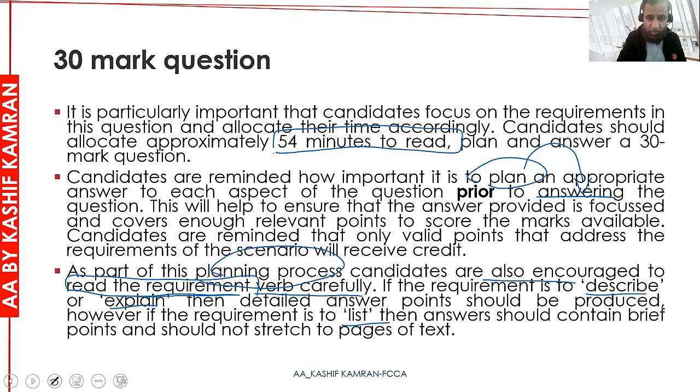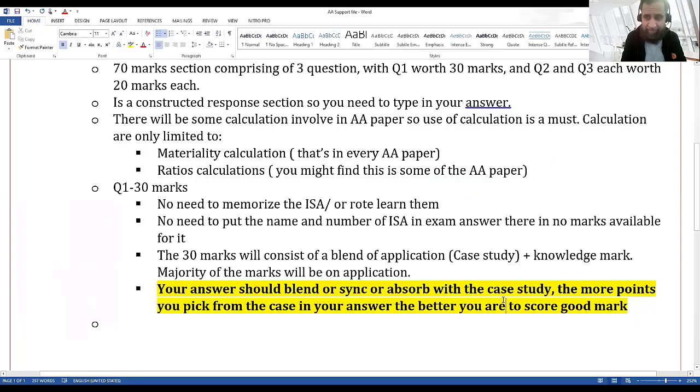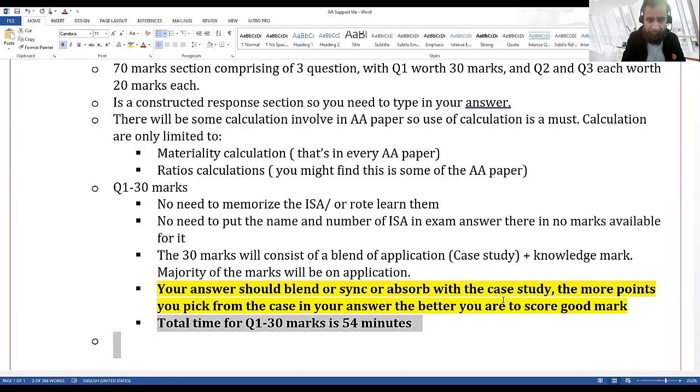So one last stretch on section B, question number one, the total time you have for it. Total time for question one, 30 marks, is 54 minutes. How much is reading and planning and how much is writing? I'll come to that shortly. But the 54 minutes is the total time you have for question number one worth 30 marks. Is that clear to all of you? Okay, can we move on to the next one?